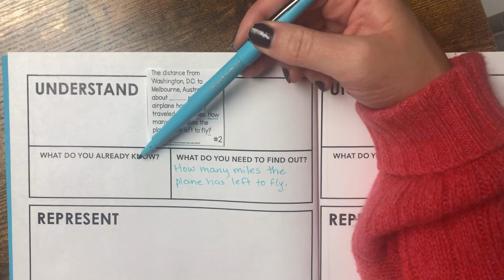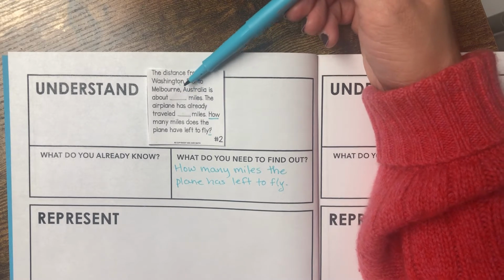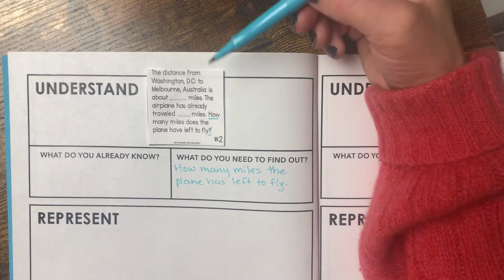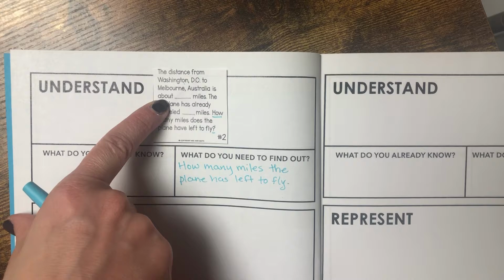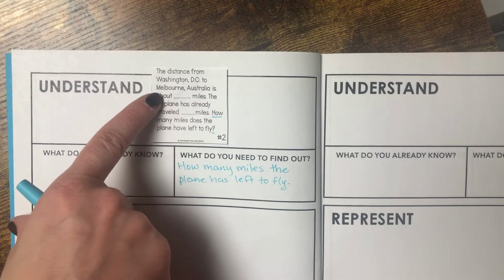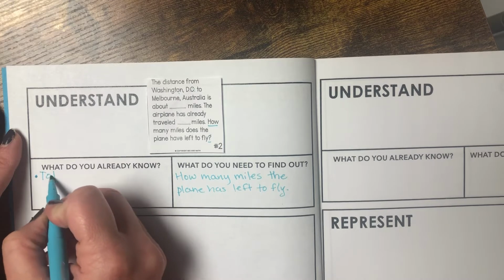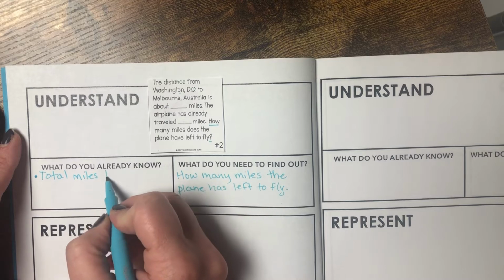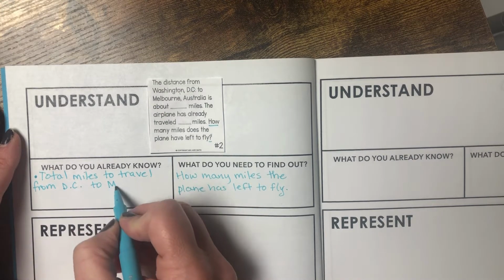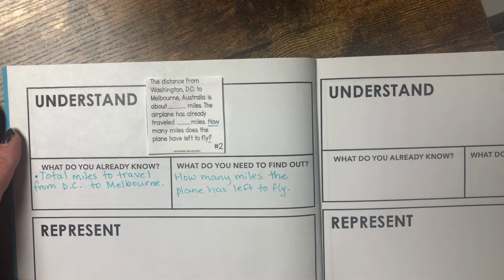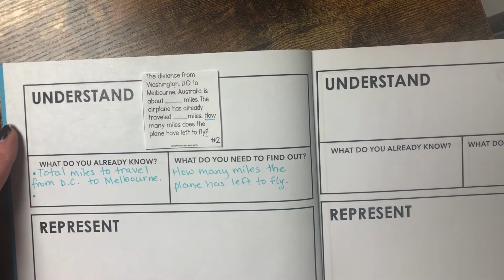And in order to figure that out, there are things that we need to know. Again, I know that we don't have numbers in there, but eventually, when we come into class, we will then solve these with numbers. Right now, we're just focusing on comprehending this particular problem, okay? So what we already know: we're going to be given the total miles to travel from DC to Melbourne. And we also know that we've already traveled a certain amount of miles.